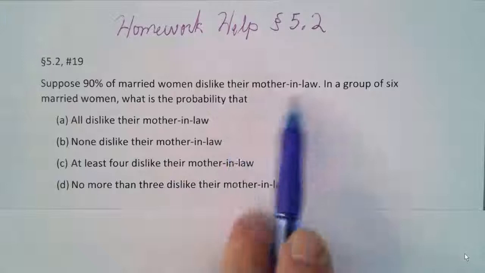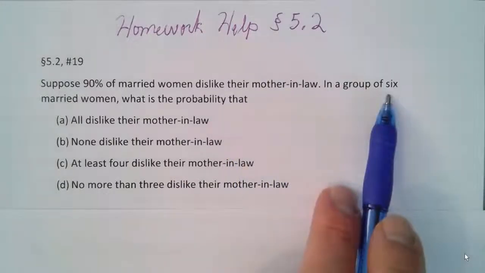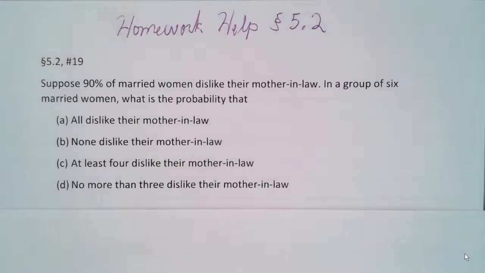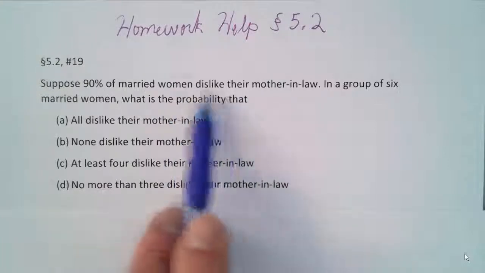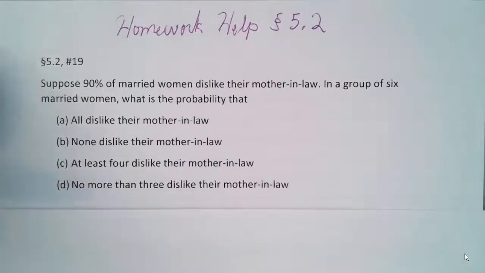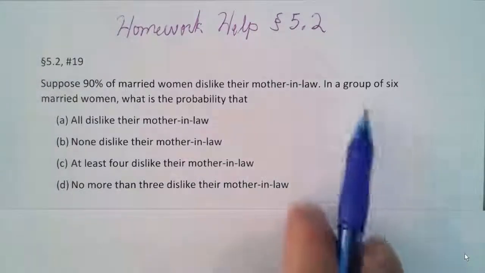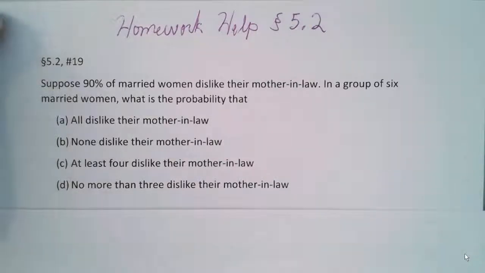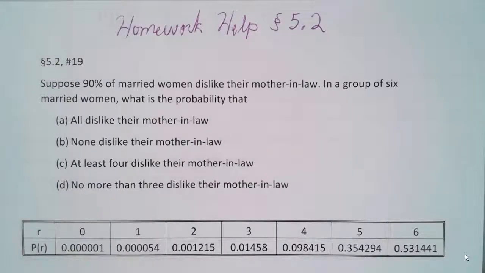Now, when we're in this kind of a situation, we have 6 trials, and any number of them, from none to all of them, could be successes. And remember, in this case, success isn't really a good thing. It's the outcome that the married woman dislikes her mother-in-law. We could then construct a probability distribution for the random variable, which is the number of women out of the 6 that dislike their mother-in-law. And I've done this ahead of time and printed it out here. I actually did this using my Excel spreadsheet, and these are the outcomes that are possible: 0, 1, 2, 3, 4, 5, or 6, and those are the probabilities that go with them.